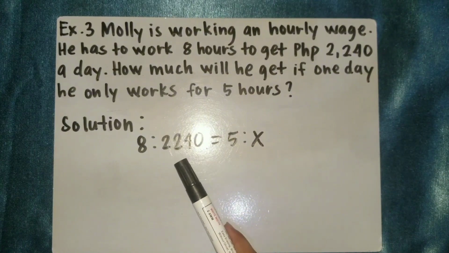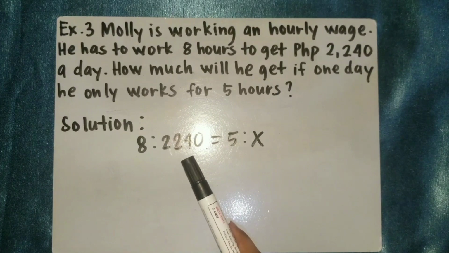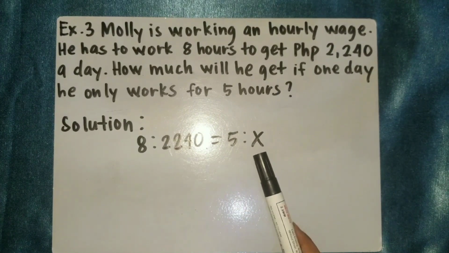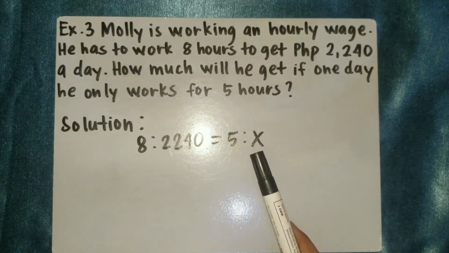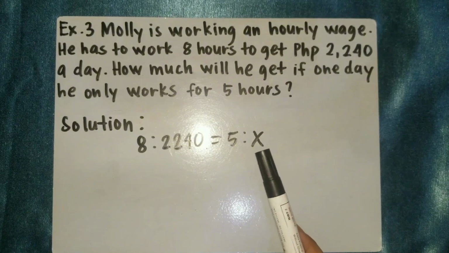Ang second term naman ng ating first ratio ay tumutukoy sa halaga na matatanggap ni Molly sa kanyang pagtatrabaho. At ang second term ng ating second ratio ay ang ating missing term, which is aalamin natin yung halagang matatanggap ni Molly kung siya ay magtatrabaho sa loob ng 5 hours.